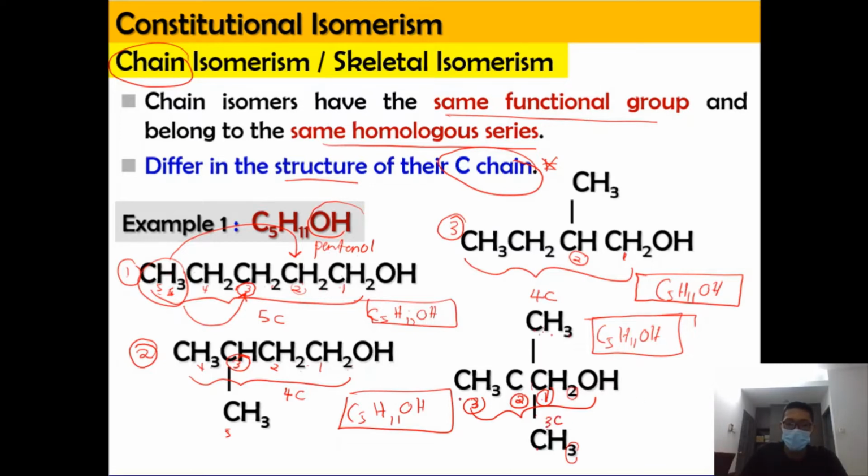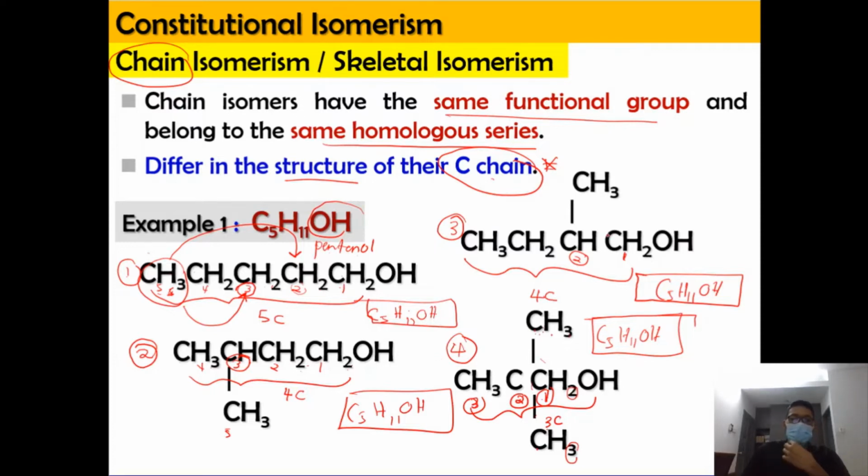Okay, so tadi ada satu rangkaian tetapi tempat berbeza. Isomer yang ketiga, satu rangkaian tetapi dekat carbon yang lain pula. Manakala for the fourth isomer, we have 2 branches at the same carbon. This is where we can differ the structure of the carbon chain in order to get different isomers.